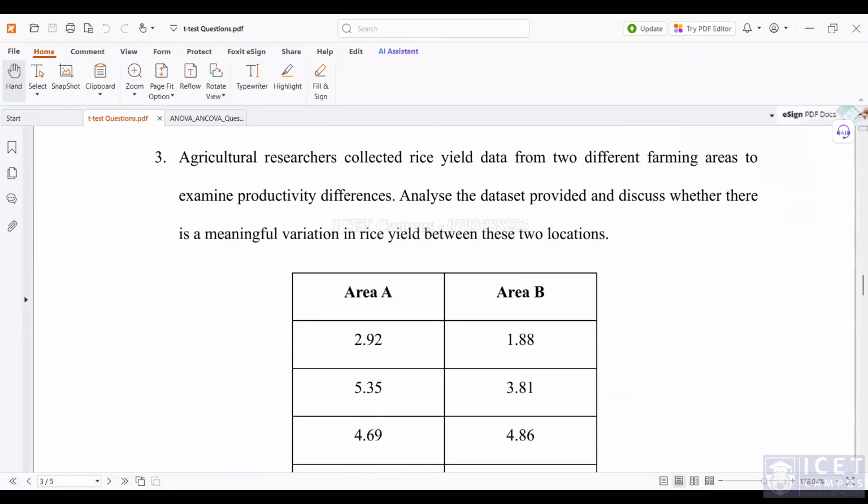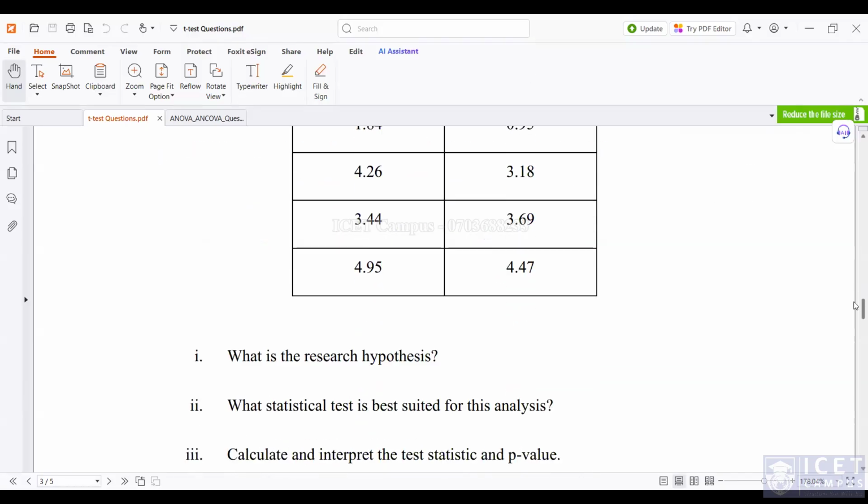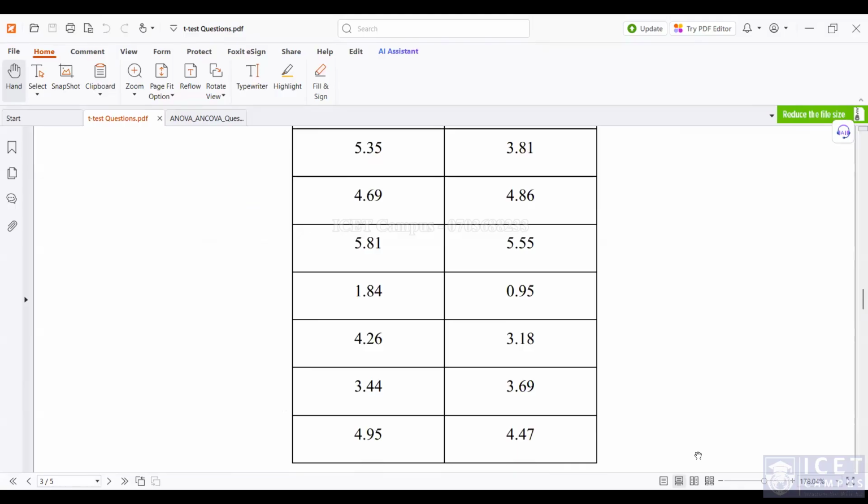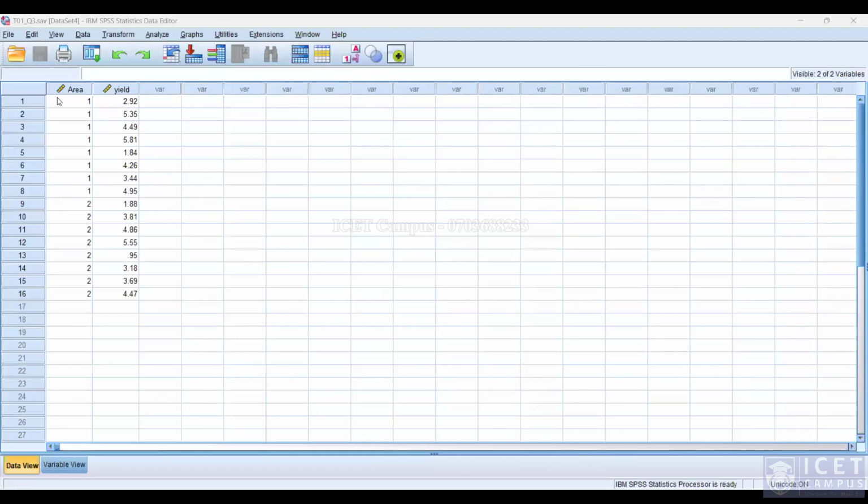Then we can enter the data. Here we take two columns, that is area A and area B. We can enter this data: area and yield.